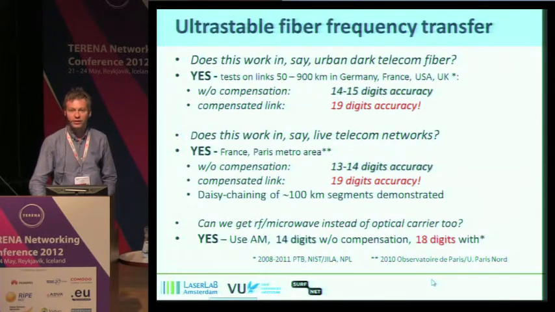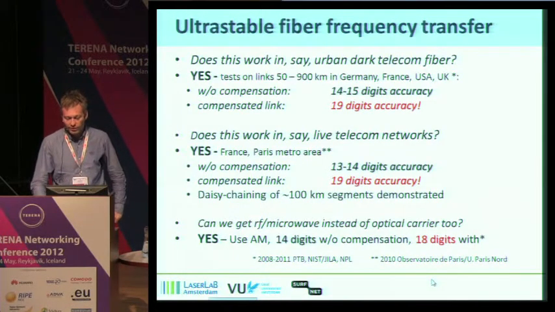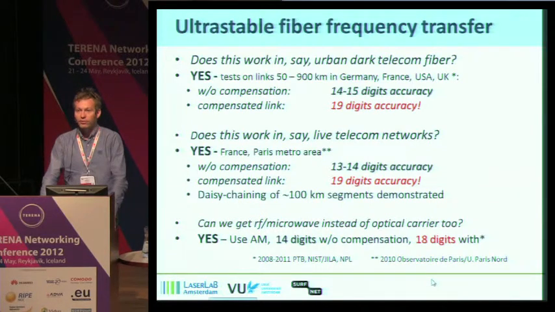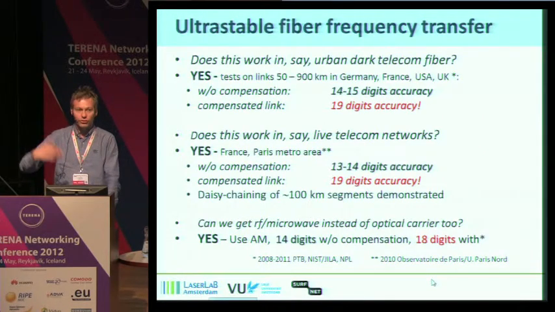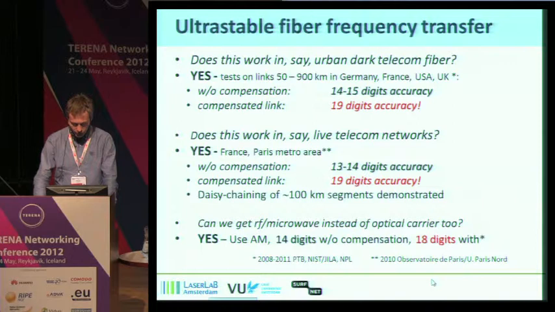It even works in live telecom networks where they use one dedicated DWDM channel to do this compensation trick, and at the other channels you have live internet data traffic running, and they still achieve 19 digits of accuracy. And you can also daisy chain segments of about 100 kilometers long. So you can really cross large distances using this technology.